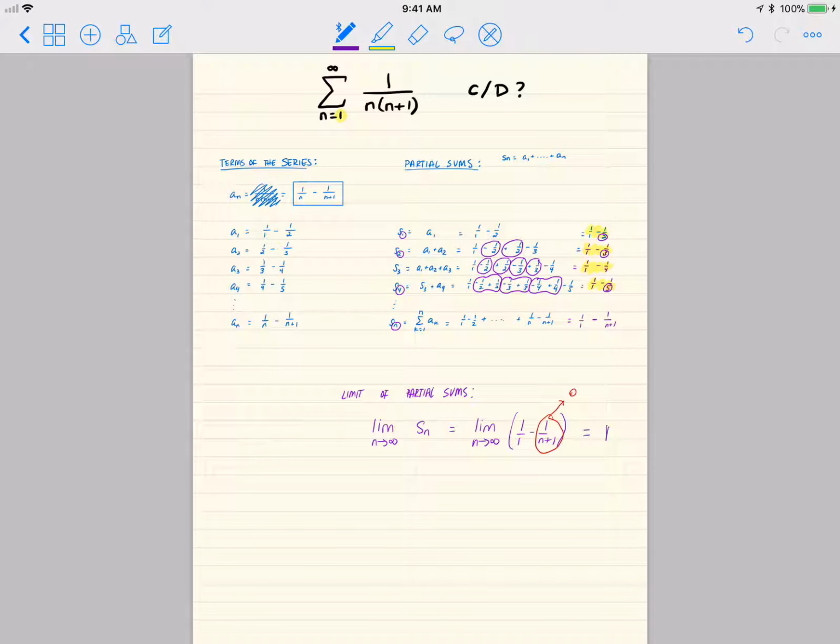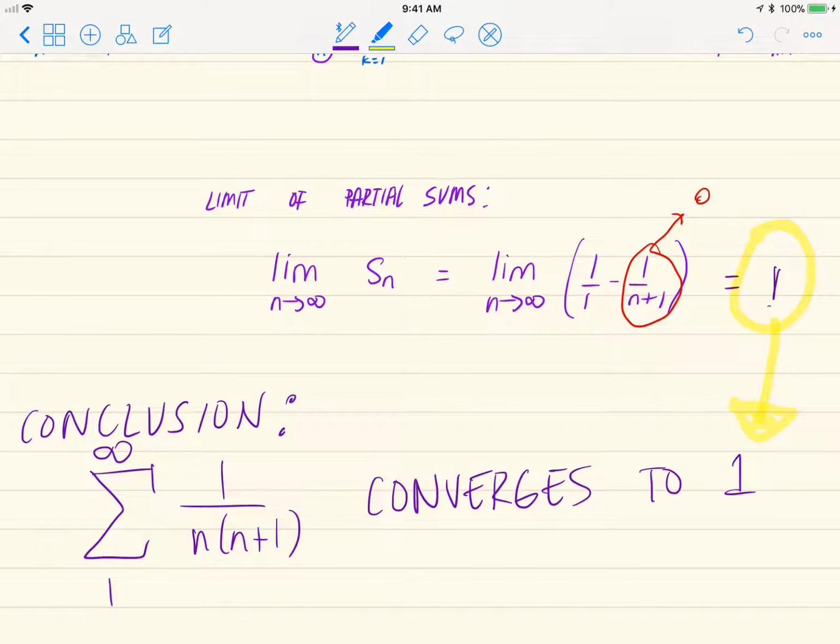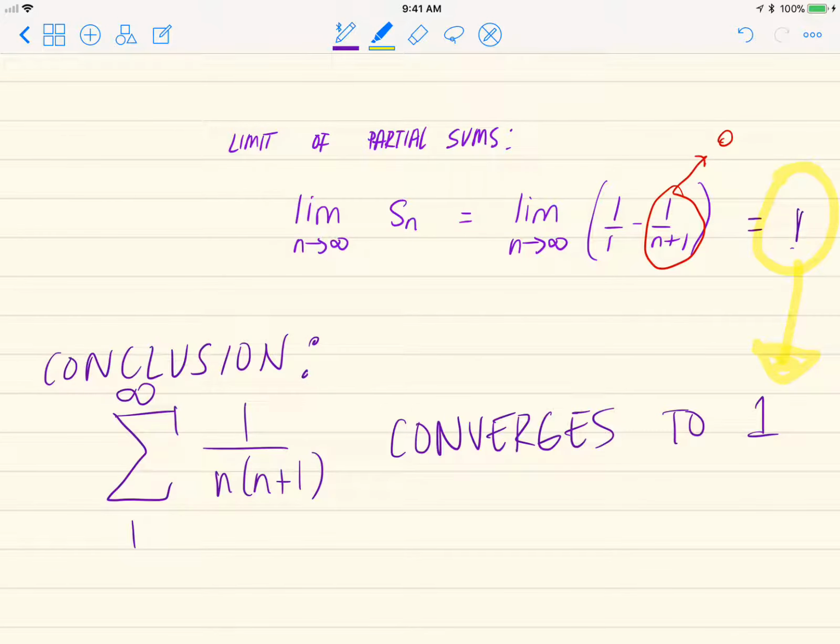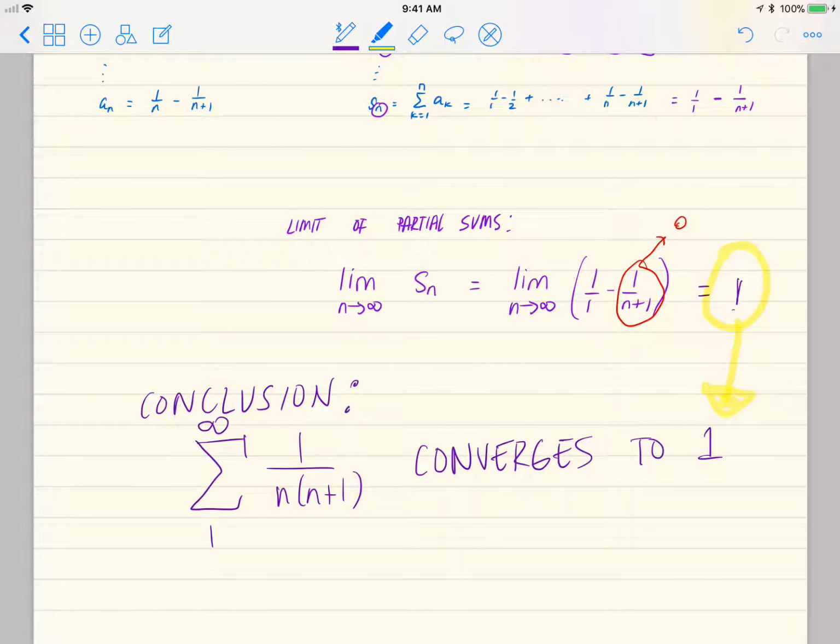So we say, what is our conclusion? Our conclusion is that our series from 1 to infinity, 1 over n times n plus 1, converges, and it converges to 1, right? So in determining whether it converged, we actually were able to compute the limit. So the sum is 1.